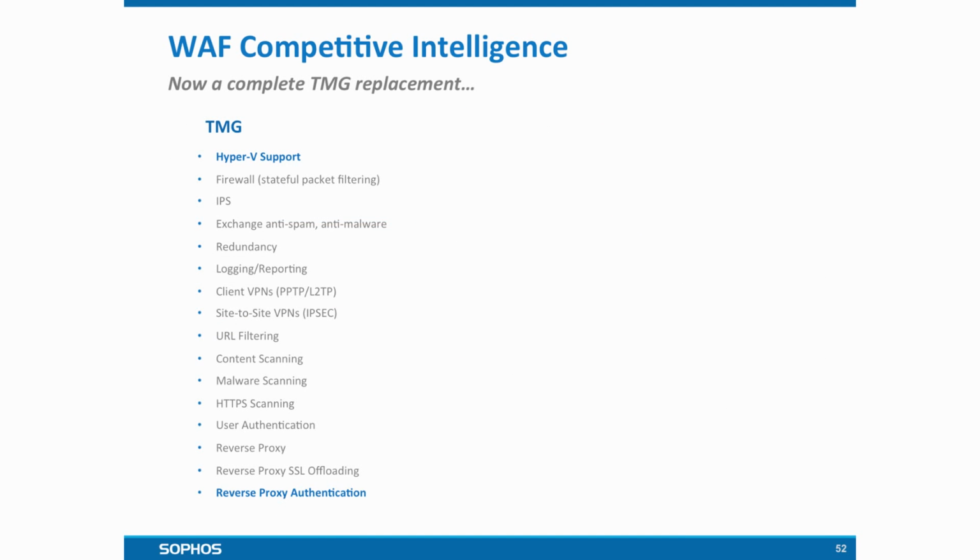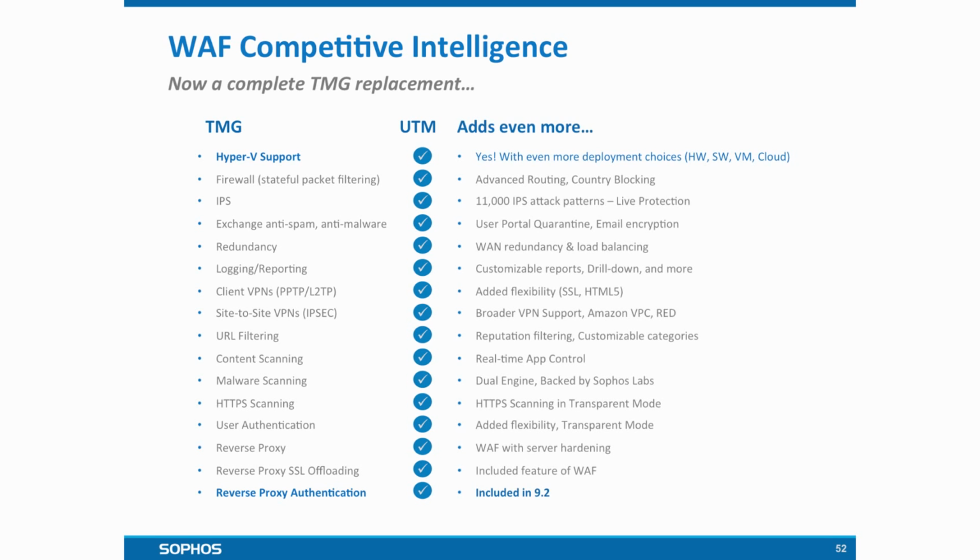Now, when we talked to Microsoft TMG administrators about what features were most important to them, at the top of their list was Hyper-V support. And next on their list, although it's at the bottom of mine, was reverse proxy authentication. Of course, there were many other important features in between, as you can see here. The UTM is not only able to meet all of these requirements, but adds even more options and flexibility in all of these areas. And now, with reverse proxy authentication in UTM 9.2, we're now a complete TMG replacement.